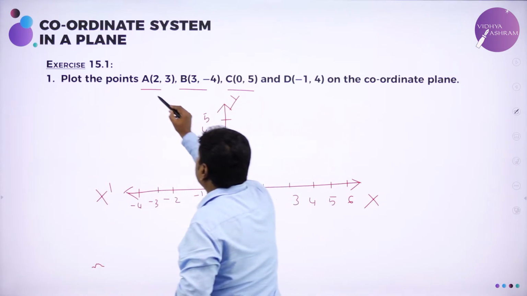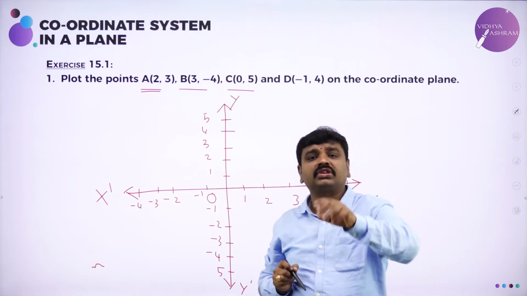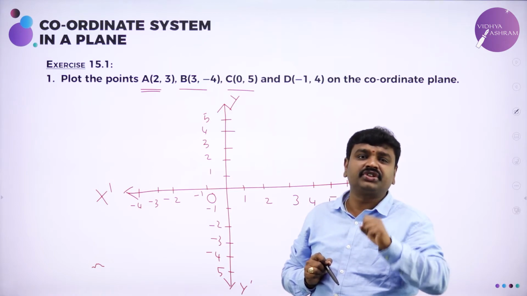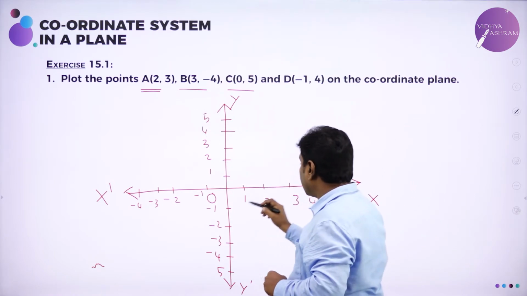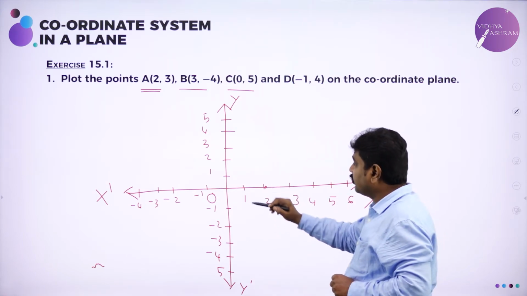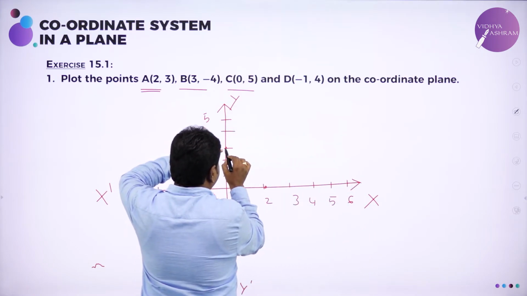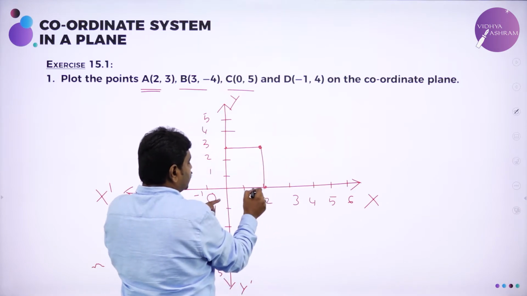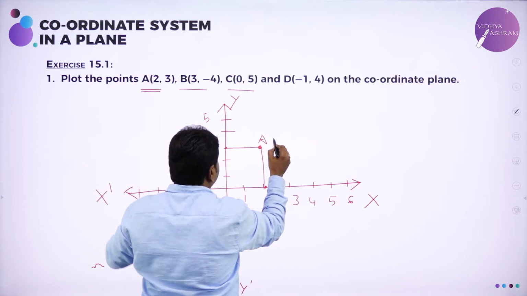I will plot 2, 3. My dear students, 2 and 3 both are what? 2 and 3 both are positive. Both are positive, lies in which quadrant? First quadrant. The x value is 2, the y value is 3. On the x axis here we have 2. Observe. On the y axis here we have 3. So draw a perpendicular from 3 and 2. So they'll meet. So x value 2, y value 3, they'll meet at this point. This point is A, that is 2, 3.